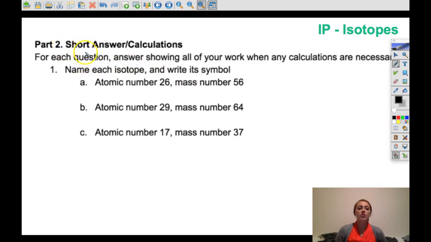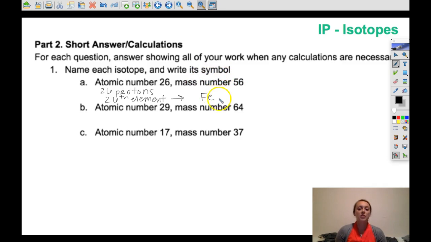In part 2, for short answers and calculations, we wanted you to name the isotope and write its symbol. So if I have atomic number 26, this means I have 26 protons, which means that this is the 26th element on the periodic table. So I'm going to have to find my periodic table on the back of my agenda or on the internet, and I see that the 26th element is Fe, or iron. The mass number then is 56.